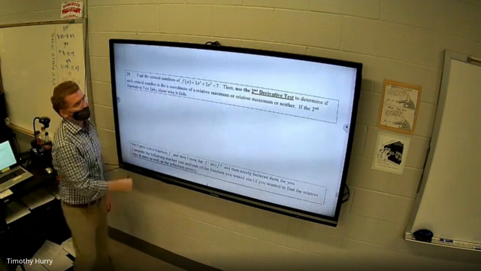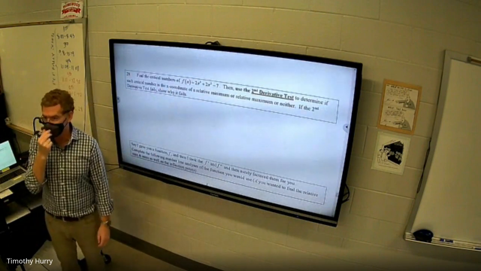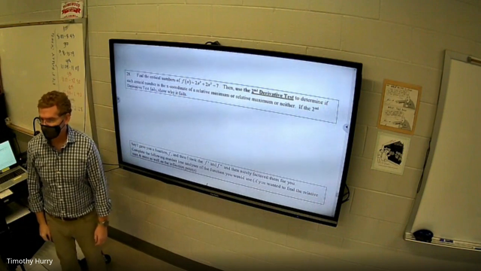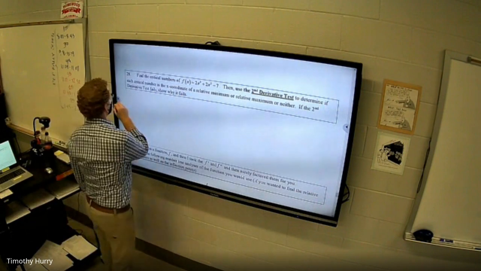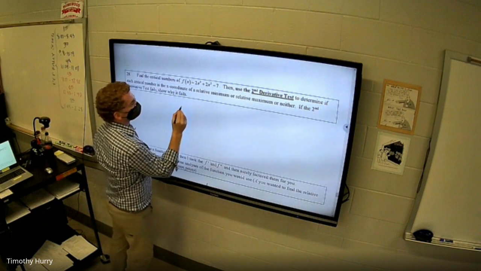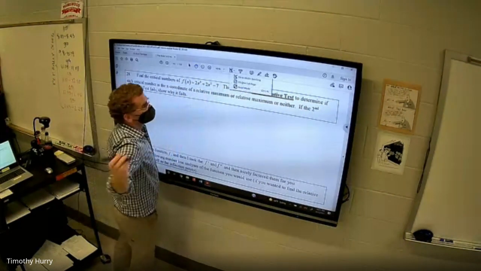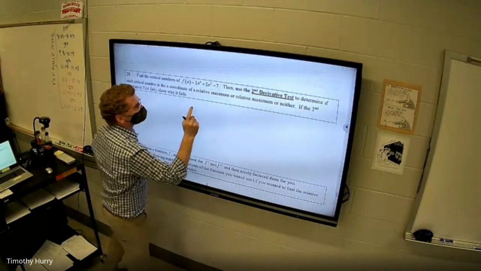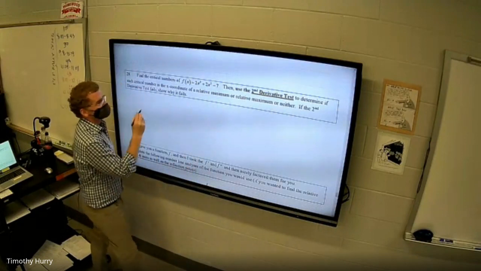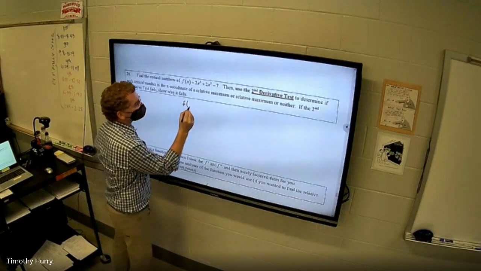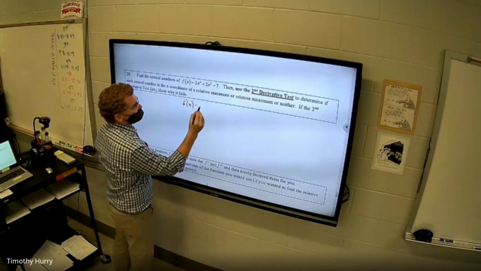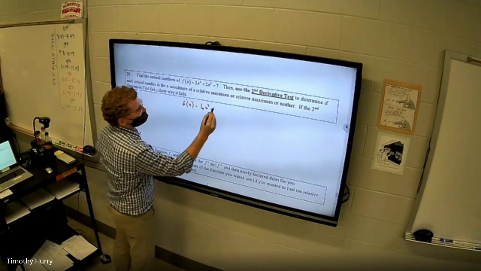Find critical numbers. Use the second derivative test. Y'all know the second derivative test? What does it say? It's finding relative maxes and mins. It has nothing to do with, well, very little to do with concavity. Second derivative says if a critical number, which means I guess I got to find critical numbers first.